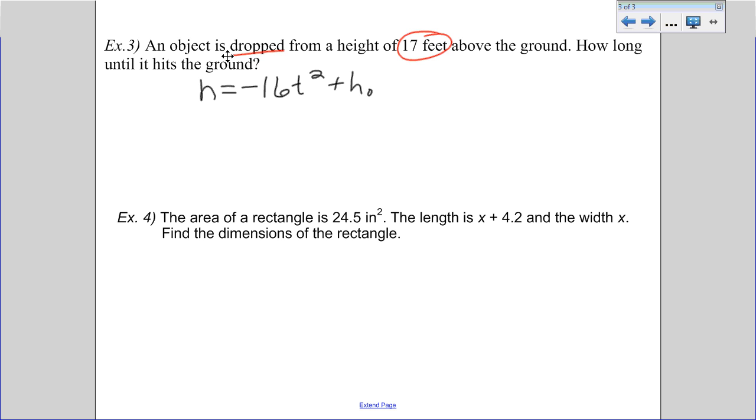Hitting the ground. What does that tell me about my final height? 0. My final height is 0 because I'm at the ground. So this is equal to 0. We're going to have negative 16t squared. And Monica, what's going to be my h sub 0? What's my initial height? 17, because that's how high I was when I dropped it, or how high I'm shooting something from. So plus 17. So now we are right back to that graphing calculator.